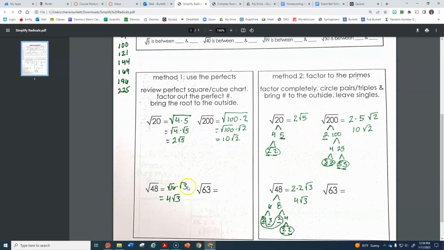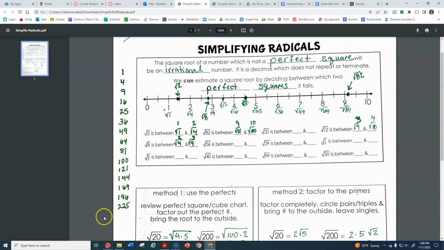48 is 16 times 3. The square root of 16 is 4. And the square root of 3 stays the square root of 3. Or you can do 6 times 8, and then 6 factors into 2 times 3, 8 factors into 2 times 4, and 4 factors into 2 times 2. We have a pair of 2s, so this pair of 2s goes right here. We have this pair of 2s, so that one goes right there. And then we had this 3 that didn't pair with anything. So 2 times 2 is 4 with the 3 that didn't match up with anything. And that is simplifying radicals.